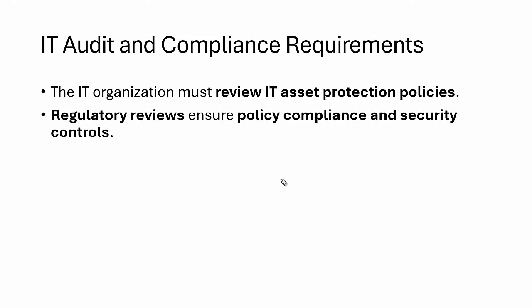And if you're talking about any audit principle, we always start by auditing the policy first, and then the program, and then the system. For example, I'm auditing change management. First, I will check the policy. Then I see the change management program, and then I validate whether they're doing this practice effectively or not. So always remember, as an auditor, whenever you get a question, the first thing you audit in any organization is the policy, because policy is a management statement. And then based on the policy, you will audit the rest of the things. So the IT organization must review the IT asset protection policy. A regulatory review ensures the policy compliance and security controls. That is very, very important for the exam.